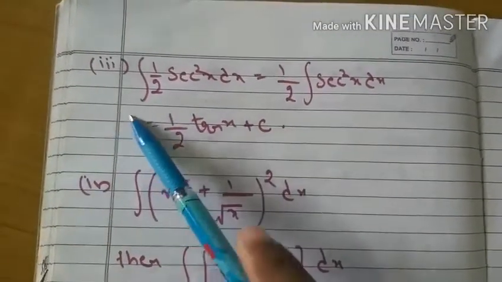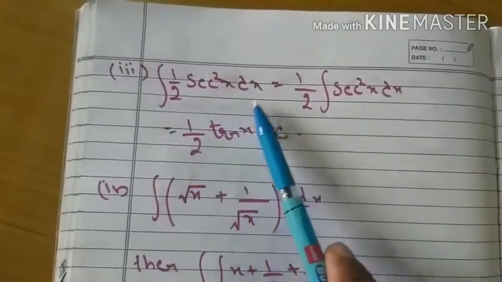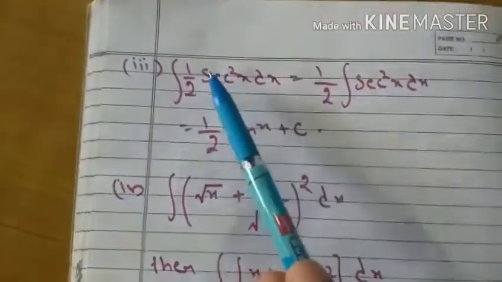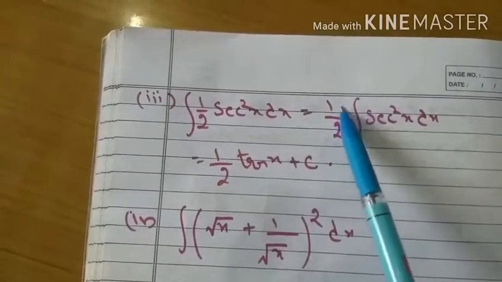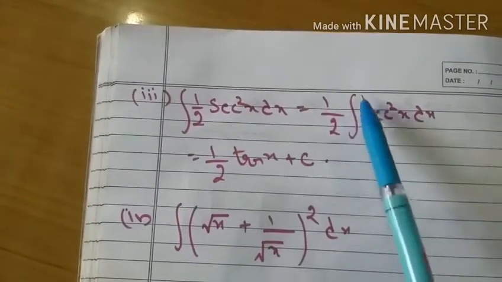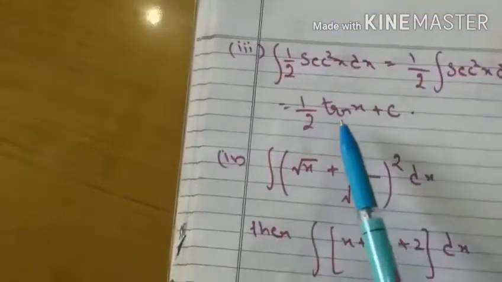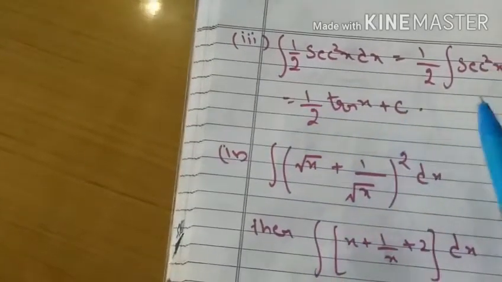Our next question is calculate the integral of 1 by 2 into secant square x dx. And remember here 1 by 2 is constant and we always put constant outside the integration. So 1 by 2 came outside from the integration, and integration of secant square x dx is equal to tan x plus c, and the result is 1 by 2 tan x plus c.